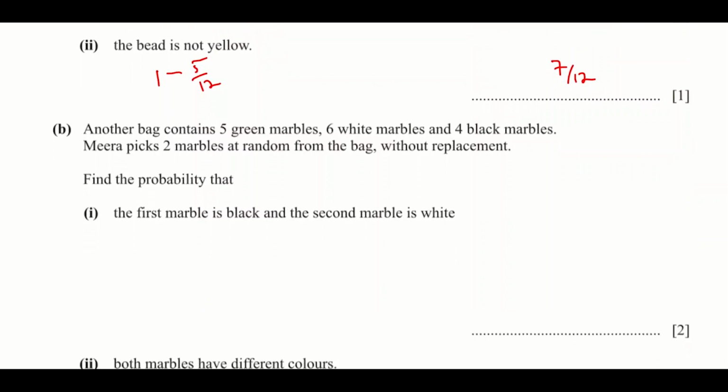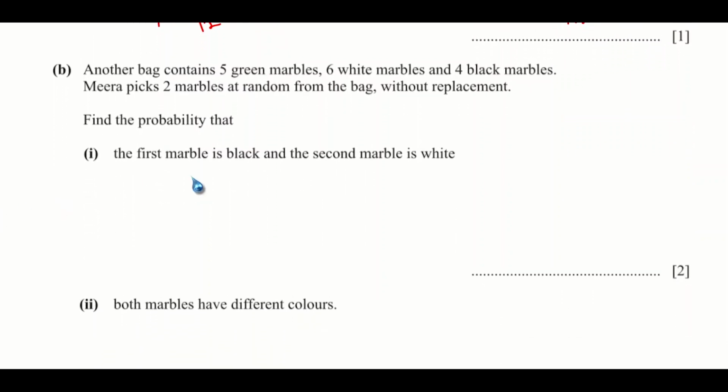Part B. Another bag contains 5 green marbles, so we can say G for green, and it is 5. Then 6 white, so W for white, and it's 6. And 4 black, so B for black, and it's 4. So the total is equal to 15. Find the probability that the first marble is black and the second marble is white.